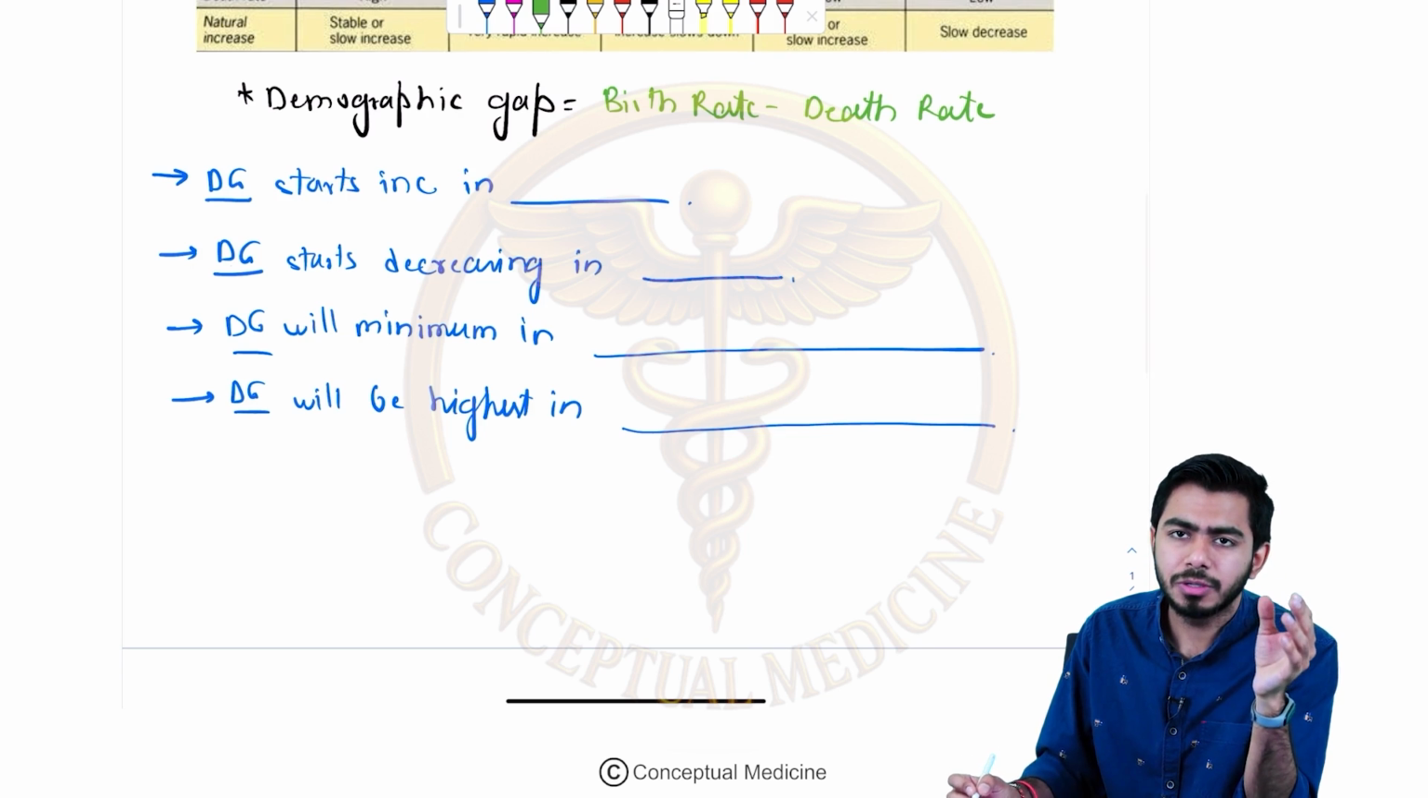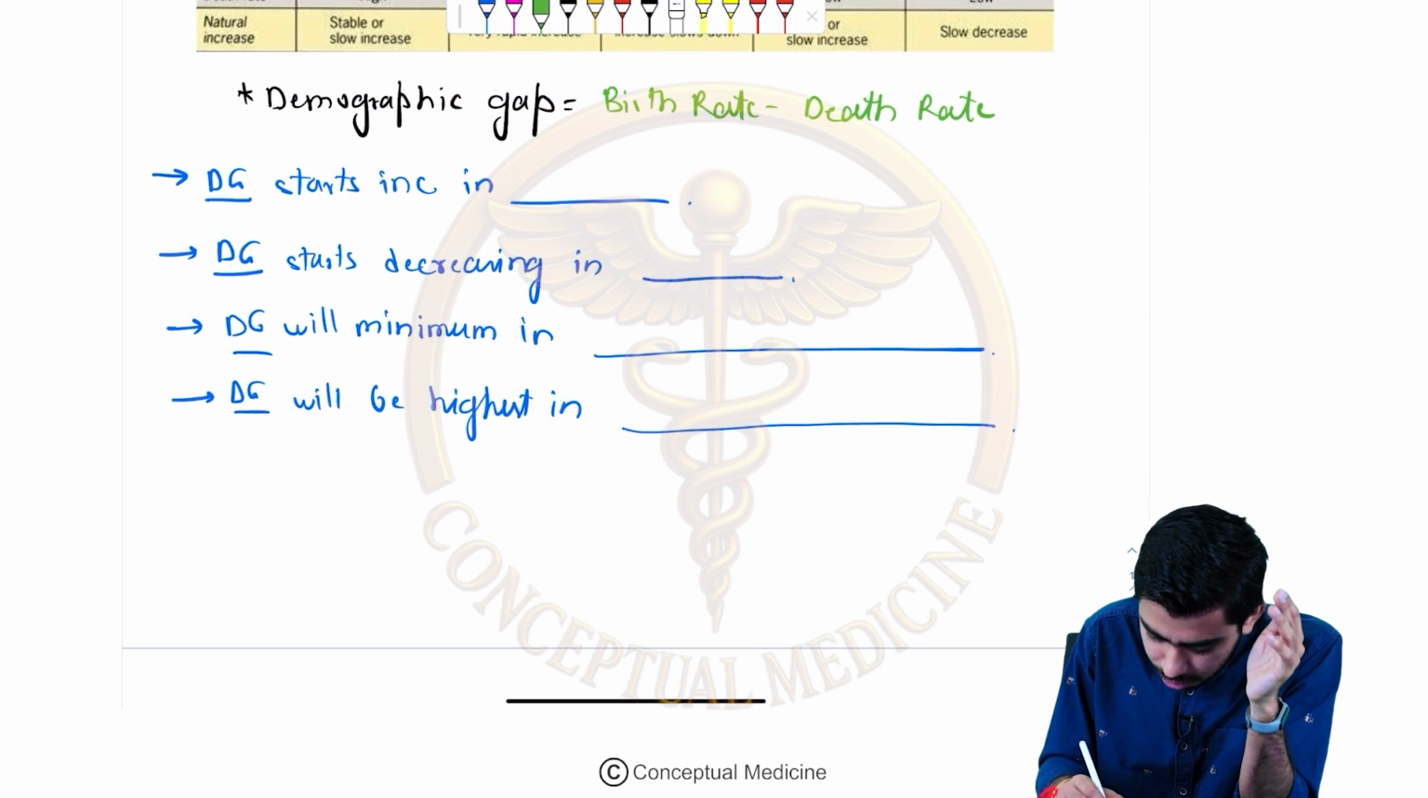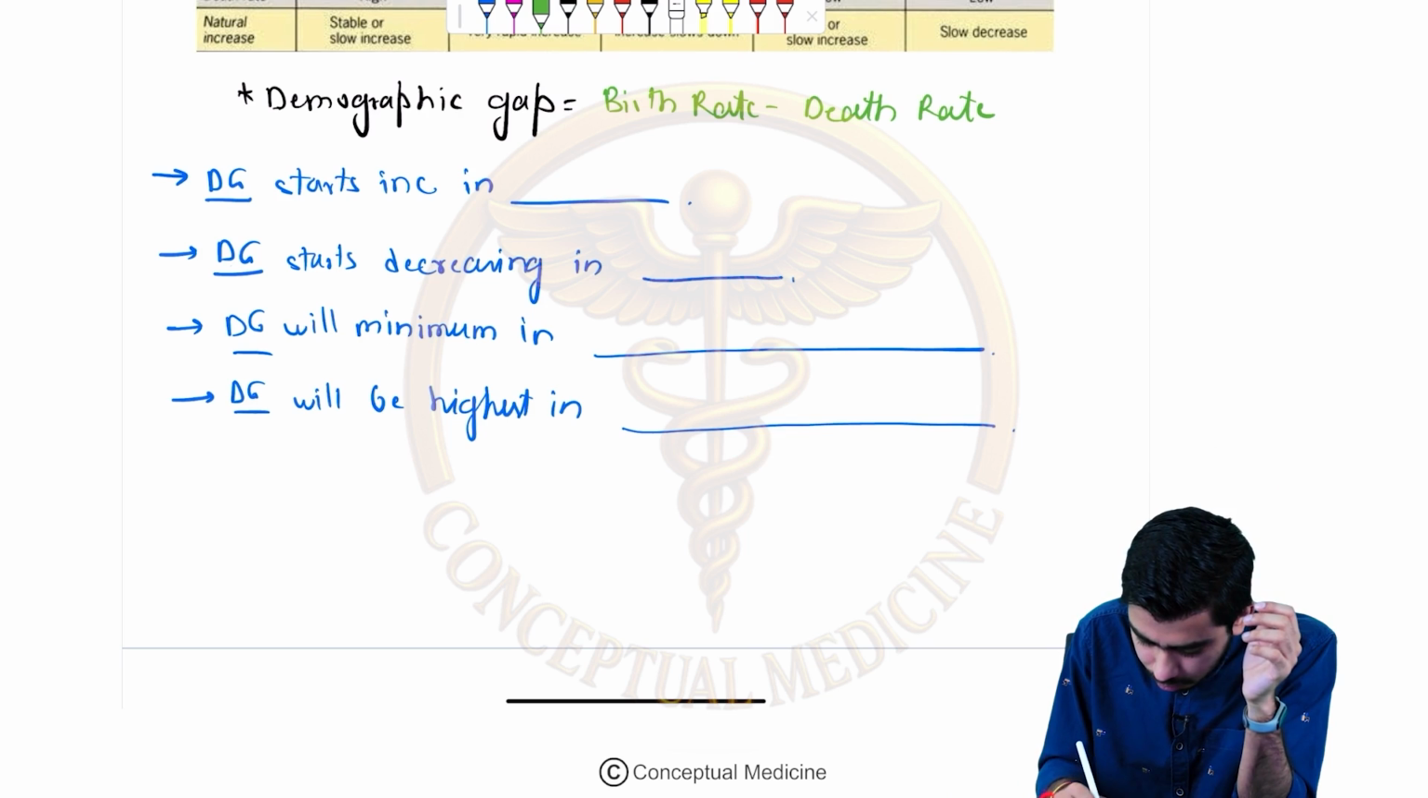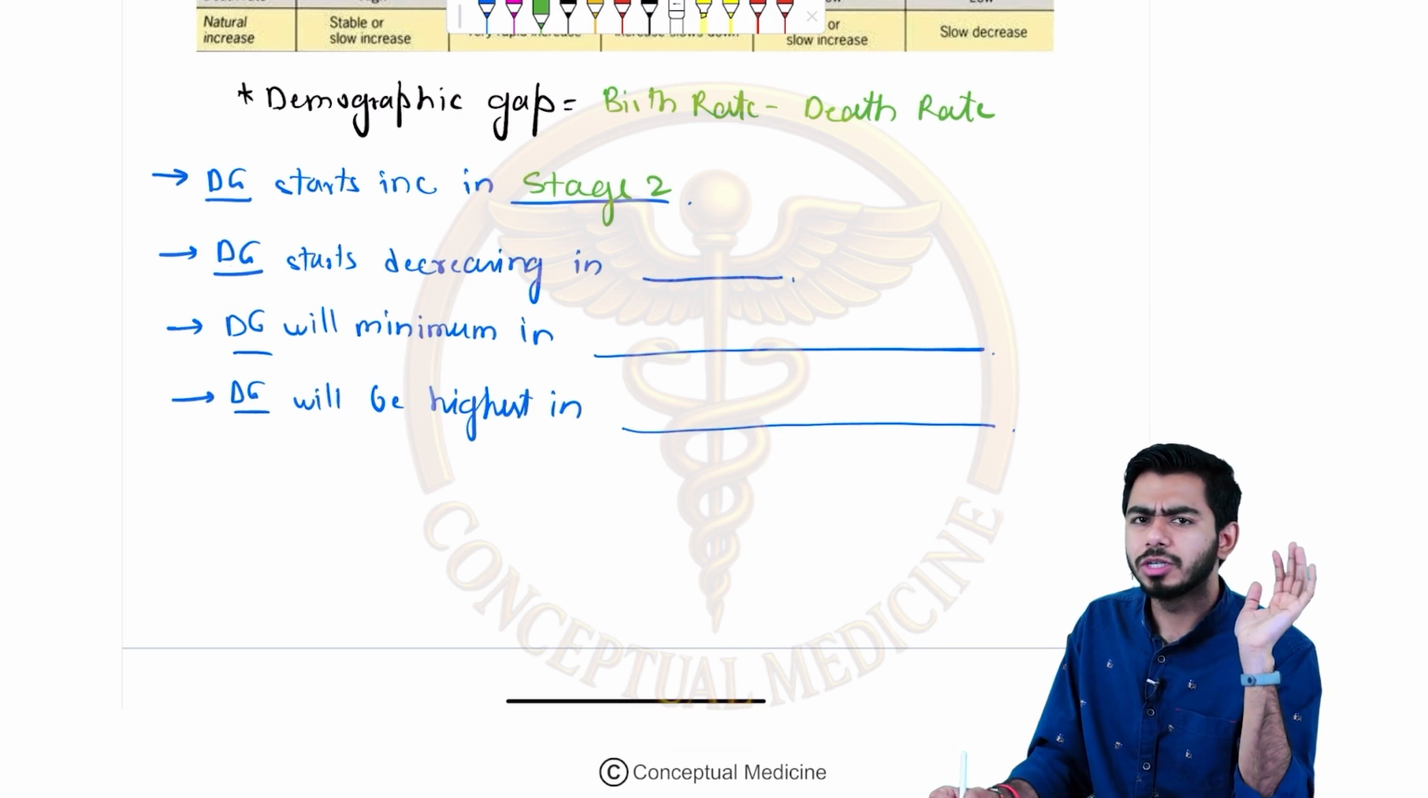So the demographic gap starts increasing in which stage? That is stage 2. That is stage 2 over here. So I am writing this is stage 2. I hope all of you must have answered it correctly.